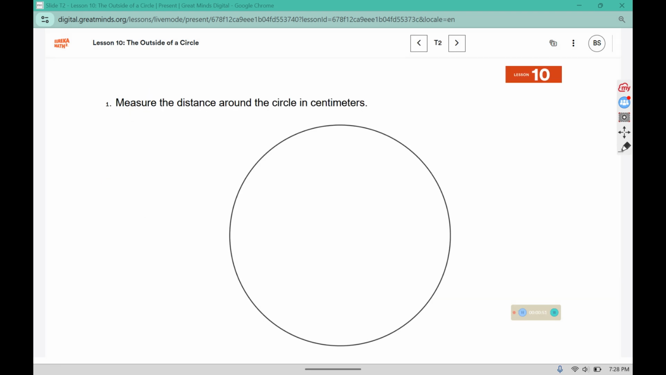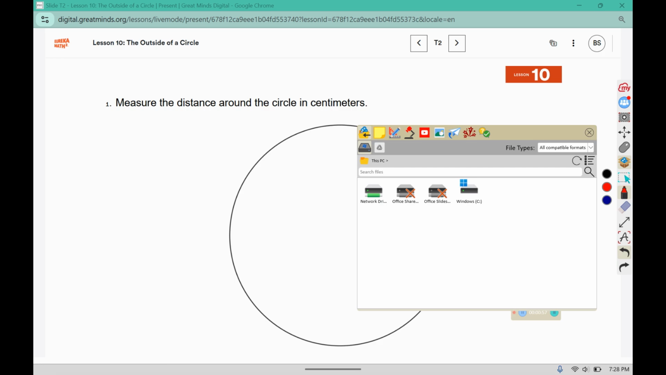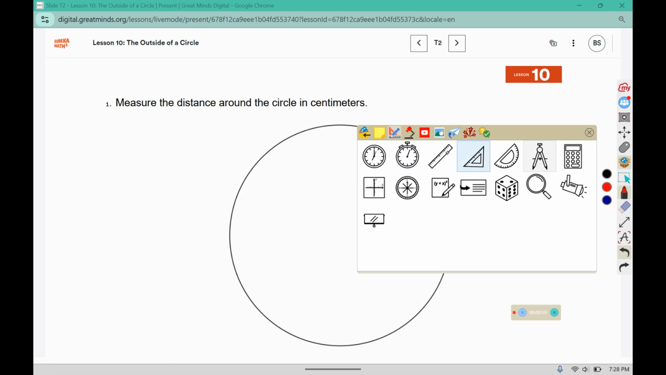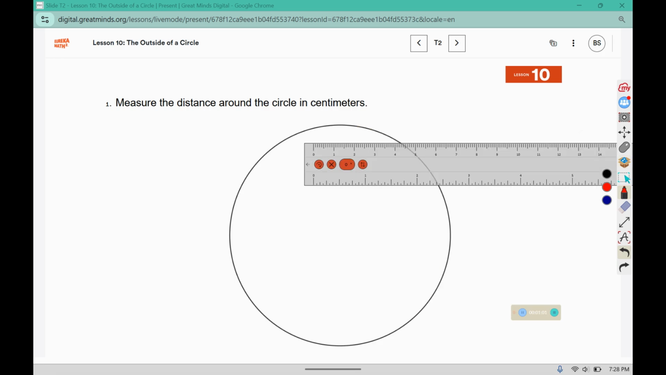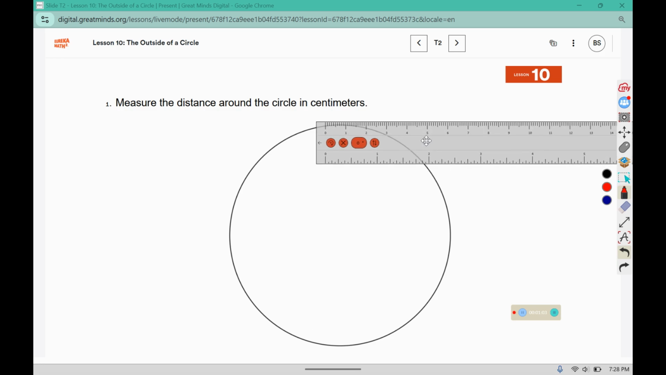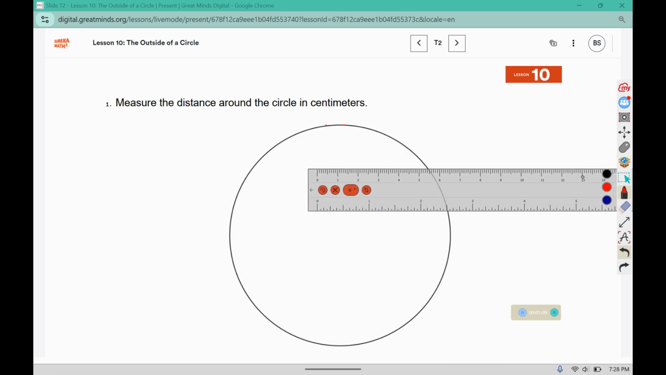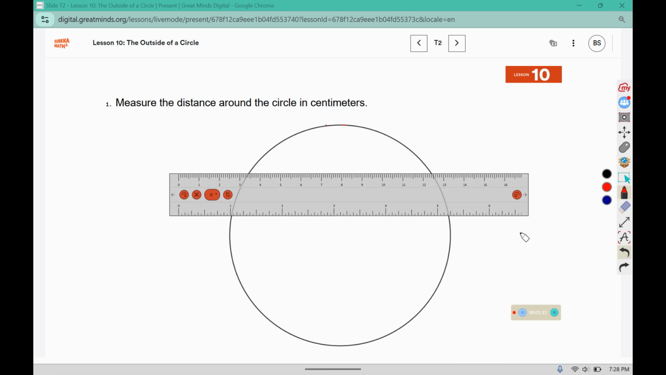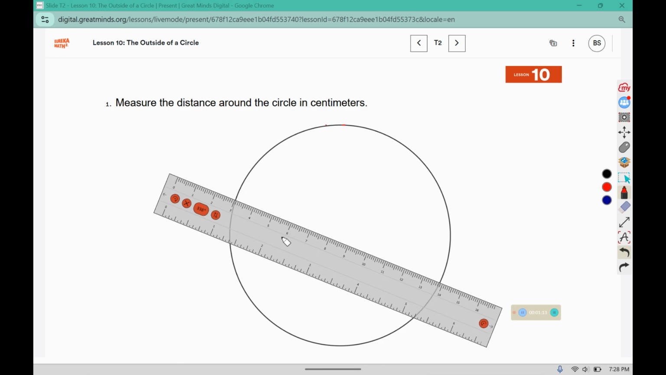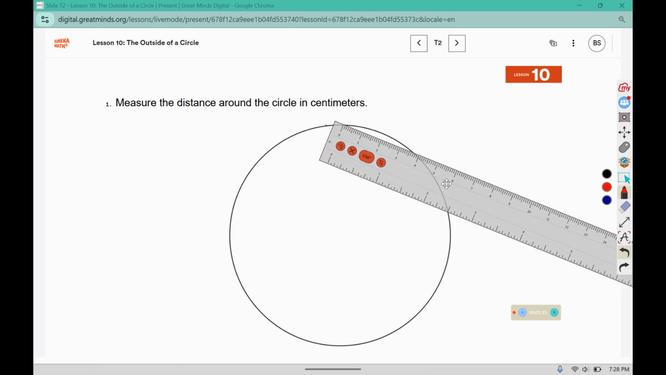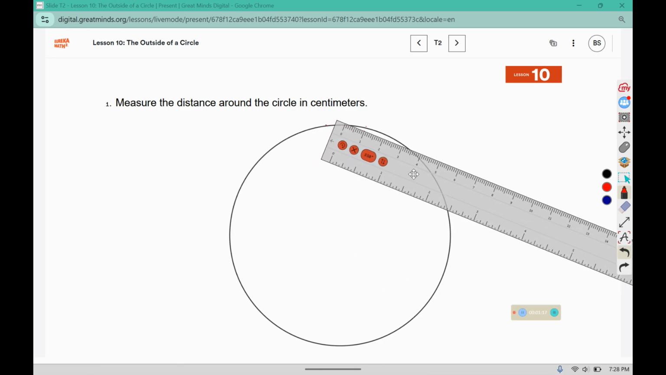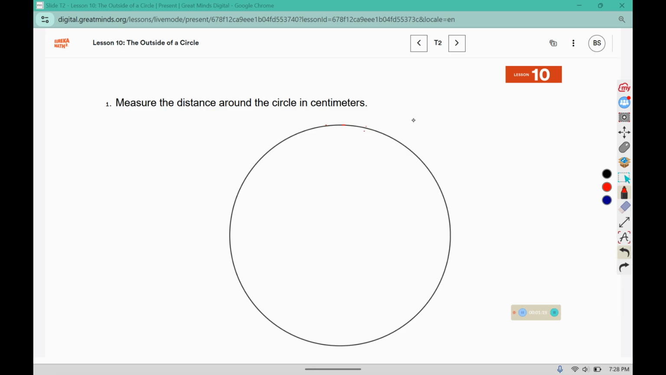Question 1 asks you to measure the distance around the circle in centimeters. And you're going to be provided with a regular ruler. And so you can start by creating marks every 1 centimeter. And then turn your ruler and put another mark at 1 centimeter and try and measure it that way.